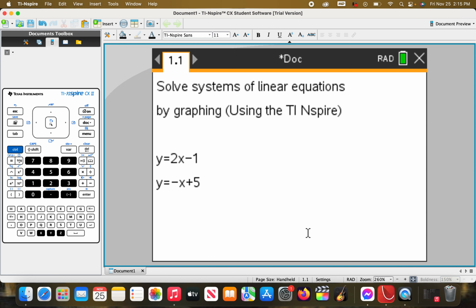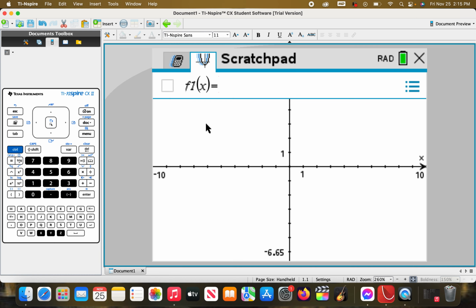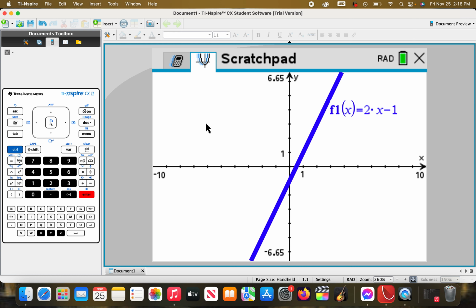All right, to solve this system of equations, the first thing I'm going to do is go home. Then I'm going to go to graph. And then I'm going to type my first equation in, 2x minus 1. If I hit enter, it'll graph it.